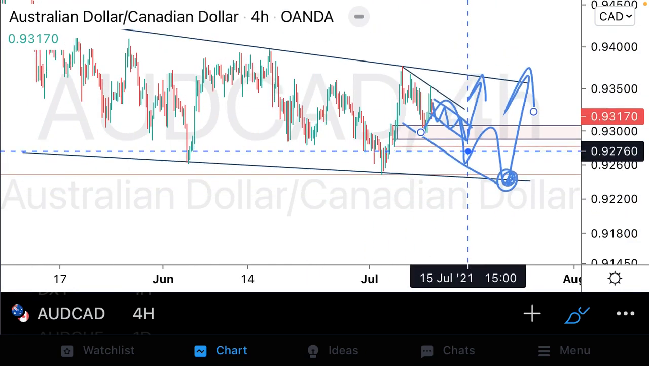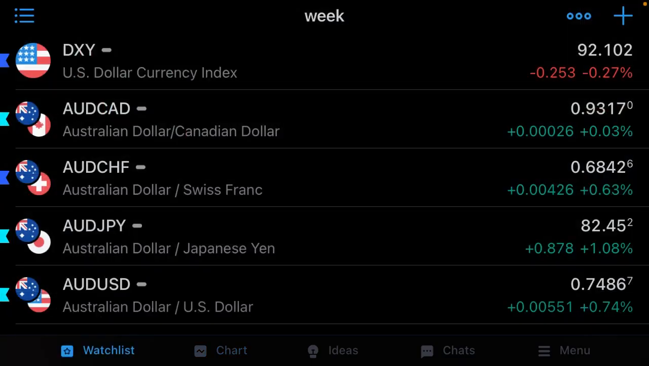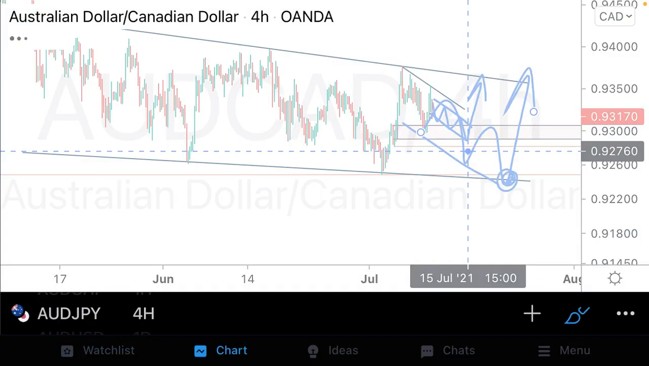Now this is our directional bias. This is what we're looking to do on Aussie CAD, guys, over the course of next week. We'll go on to Aussie JPY.